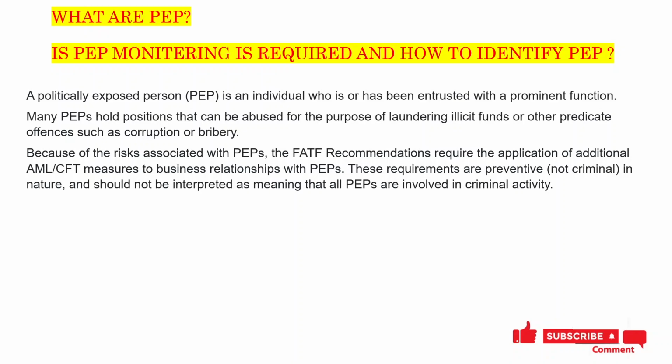Because of the risks associated with PEPs, the FATF recommendation requires the application of additional AML CFT measures to the business relationship with PEPs. These requirements are preventive in nature and should not be interpreted as meaning that all PEPs are involved in criminal activity. CFT is counter financing of terrorism. What this means is that FATF has its own set of guidelines to deal with PEPs, and if a person is politically involved in a government or holding a higher position, it doesn't mean that he is indulging in criminal or corruption activities.